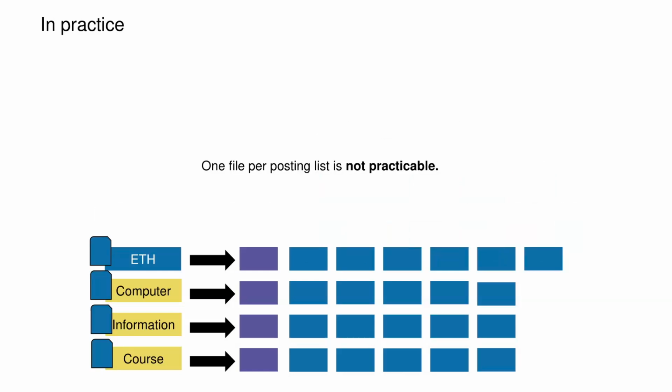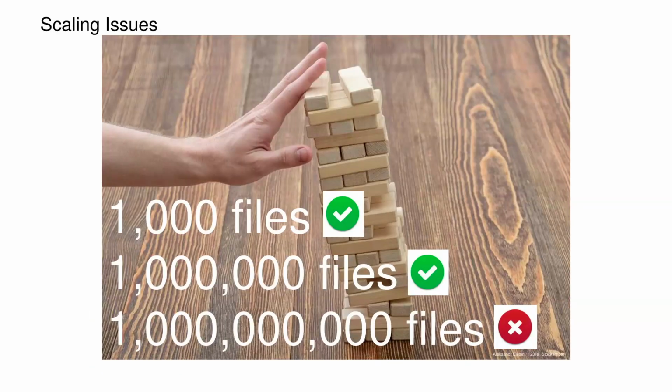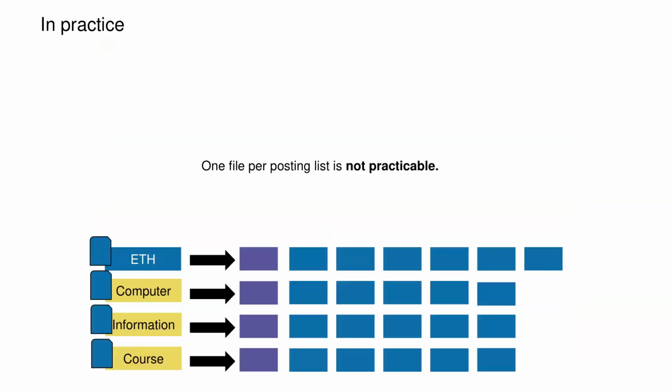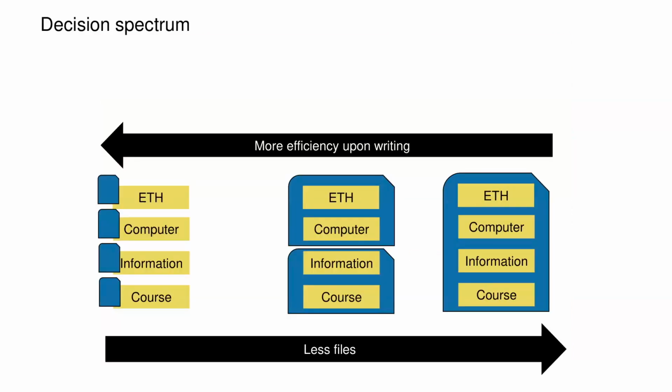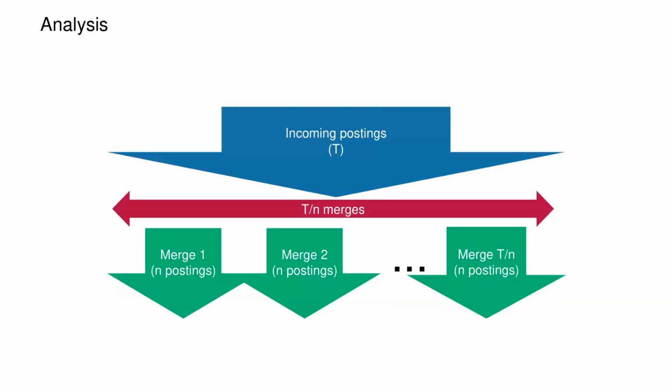Okay. So yes, one file per term is not practicable, as I told you. One other reason why we cannot have one file per term is because the number of files would be huge, much more than what technologies like Hadoop can process. So that's one other reason why we have files that have several terms, to reduce the number of files.